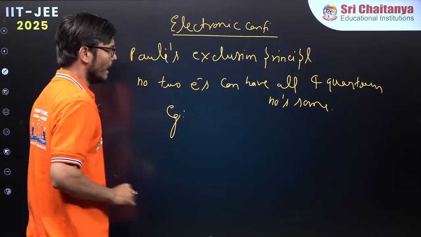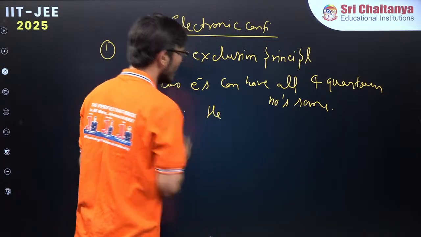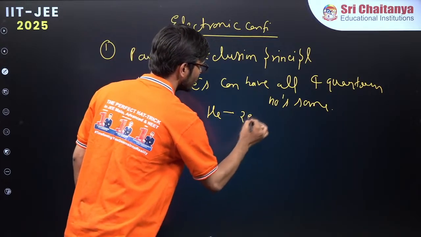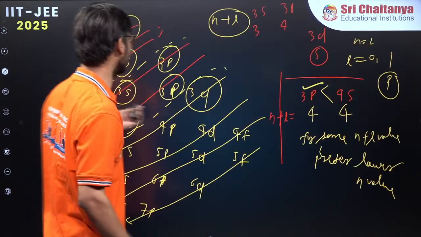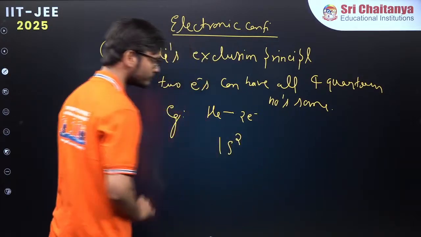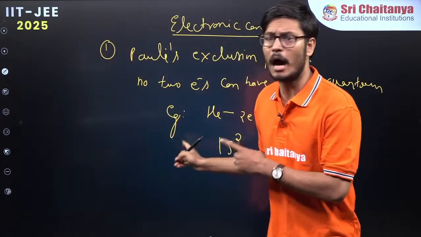Example. Let us say I am writing helium. Helium's atomic number is 2, so the number of electrons is 2. How will we write it? Starting with 1s, so I'll write 1s2. Now, how to represent this, sir?